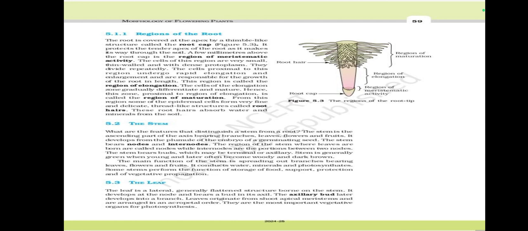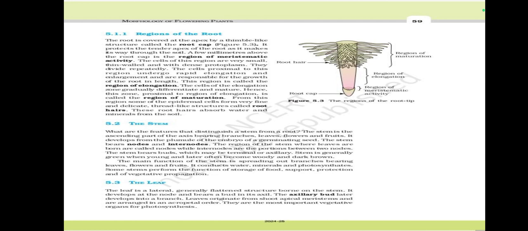What are the features that distinguish the stem from a root? The stem is the ascending part of the axis, bearing branches, leaves, flowers, and fruits. It develops from the plumule of the embryo of a germinating seed. The stem bears nodes and internodes. The region of the stem where leaves are borne is called the nodes, while internodes are the portions between two nodes.